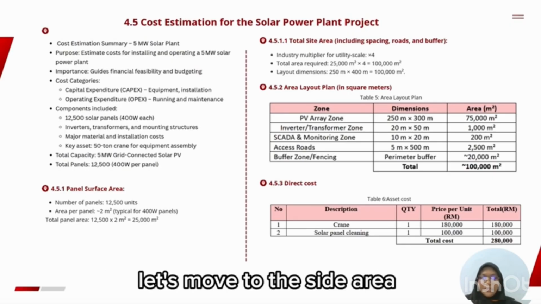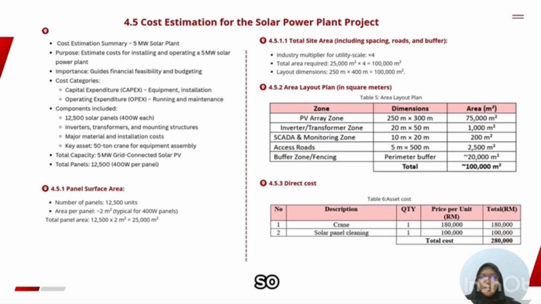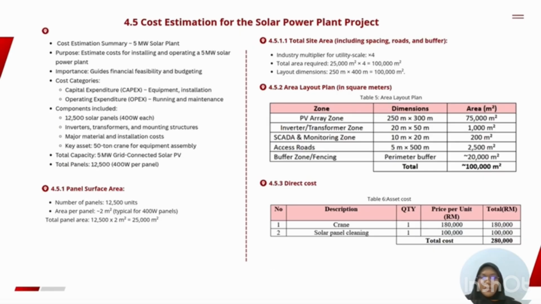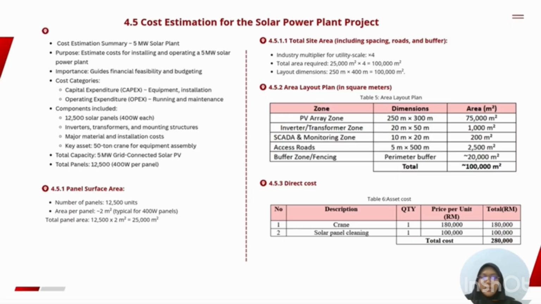Next, let's move to the site area. Each panel takes about 2 square meters, so the total is 25,000 square meters. For a utility scale plant, we multiply this by 4 for spacing, road and buffer zone. So 100,000 square meters, or 250 meters times 400 meters, is needed.